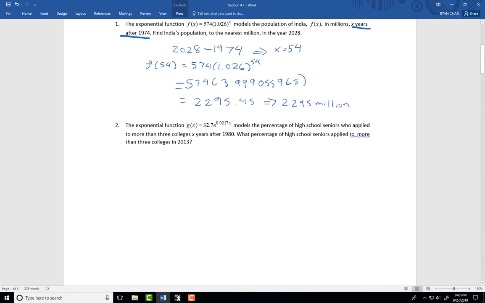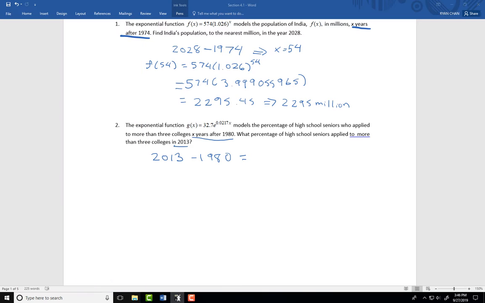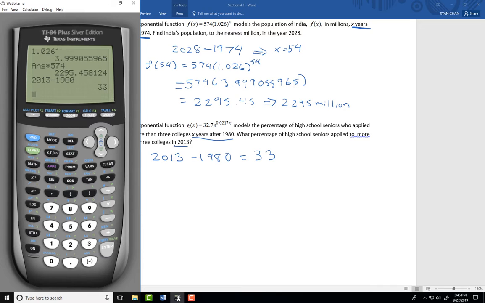Let's just look at one more, and again, pretty straightforward. We'll just plug this in. x is years after 1980, and this is in 2013. So I'm going to do 2013 minus 1980. I'm going to use my calculator right here. 2013 minus 1980, and I'll get 33.